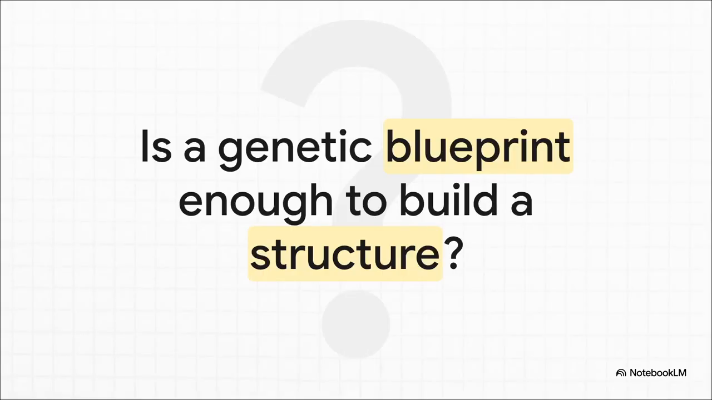Okay, so the cells have their assignments. They know what they're supposed to become. But that's really only one part of the puzzle, isn't it? I mean, just having a list of specialized parts isn't the same as actually building a house. How did these new cells physically arrange themselves into tissues, organs, and the final shape of the organism?